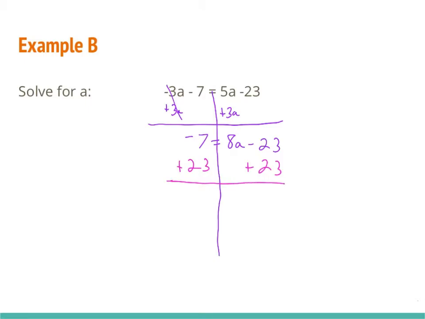Again, if we don't know our integer rules, we should use our calculator. Got a calculator. It's our math tool. We should always be using our math tools when available to us. So write down our 16. Our negative 23 and our positive 23 have canceled out.